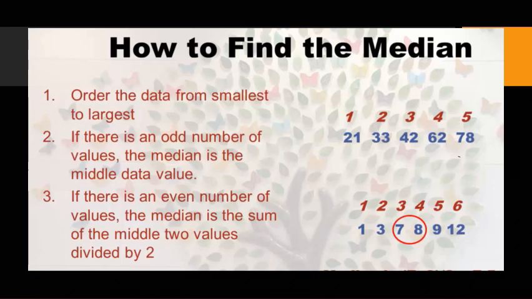Now we're going to figure out how to find the median. First of all, order your data from smallest to largest. I already did that for you guys. I took 2 different data sets, this data set and then this one, and I ordered them from smallest to largest.